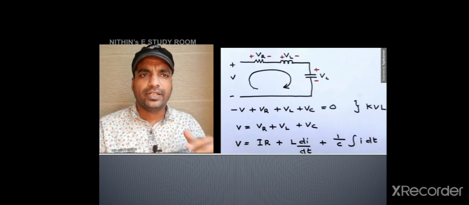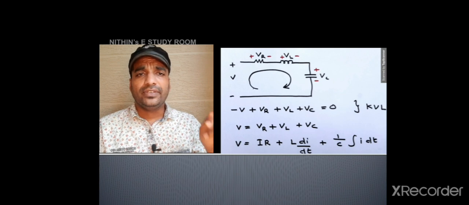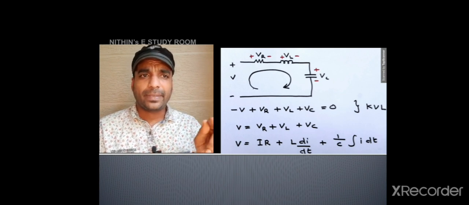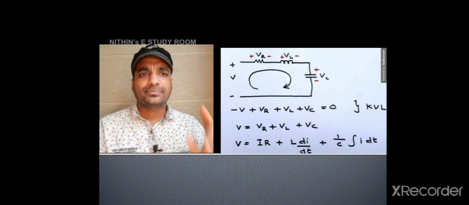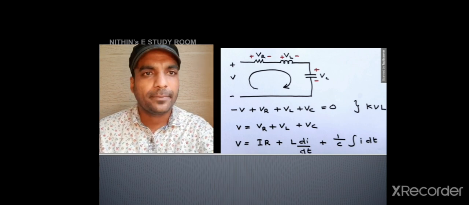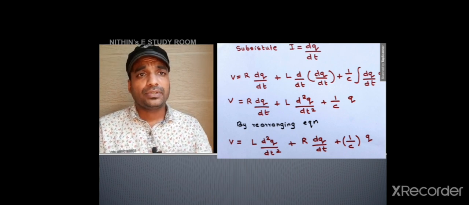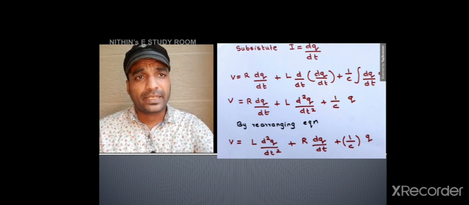Actually there is no need to apply KVL and all. You can simply write that the applied voltage is equal to the voltage dropped across the three components. So V is equal to VR plus VL plus VC, and I am substituting VR is equal to IR, VL with L di by dt and VC with 1 by C integral I dt. I am substituting these three things. So now I got an equation. Now I am going to substitute in the previous equation.